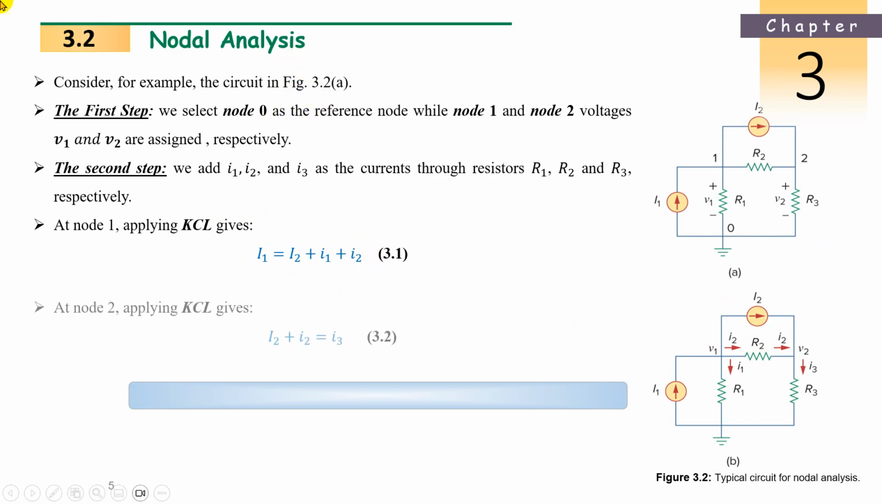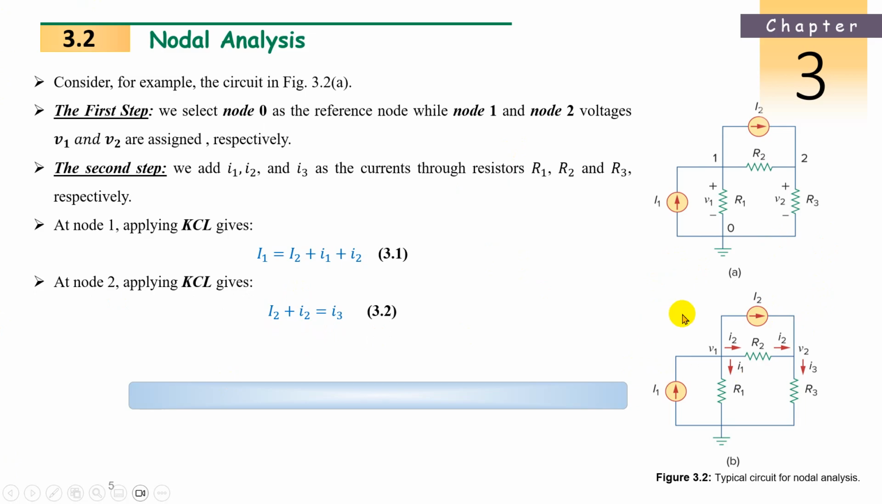Next, second node. What are the currents entering? Small I2 and capital I2 are entering. Only leaving is I3. Correct or wrong? Check here. How many currents are entering? Capital I2 and small I2, and leaving I3. So I will write small I2 plus I2 equal to I3.